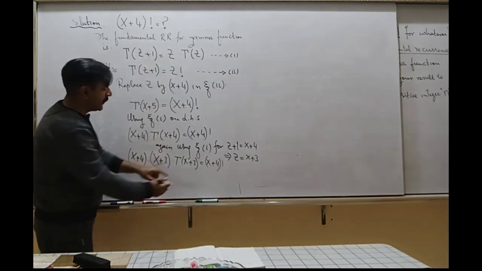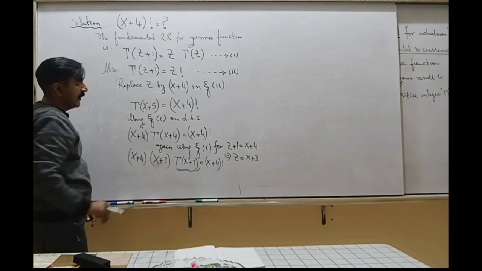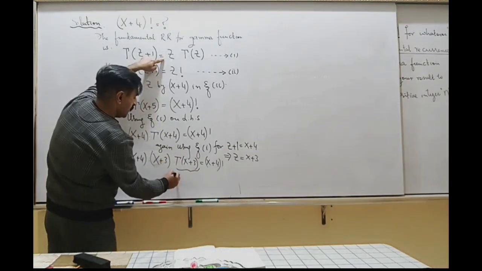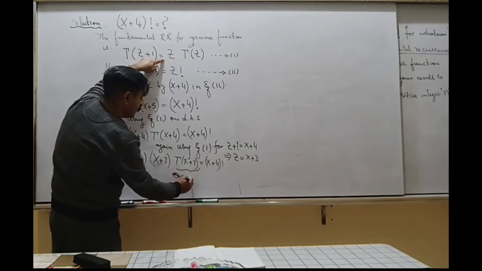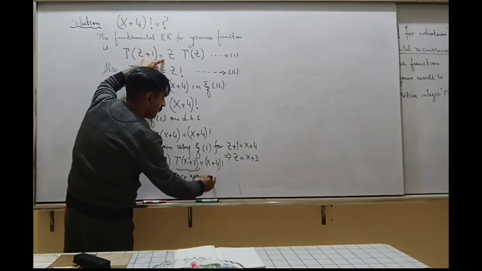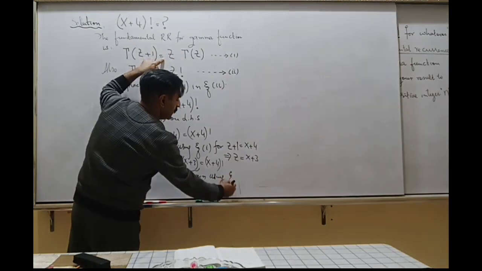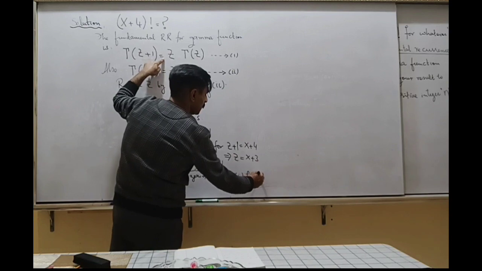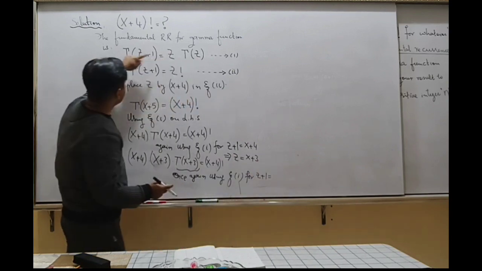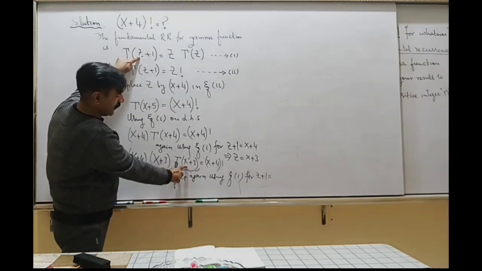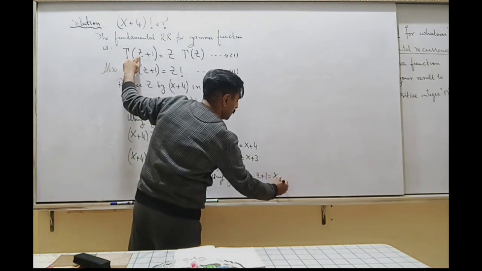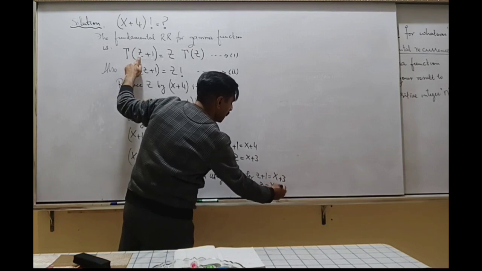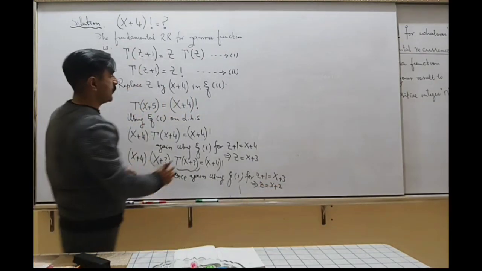Now you have gamma x plus 3, and again use the relation over here. Once again using equation number 1, for z plus 1 on the left, this z plus 1 is x plus 3, and it means z is to be replaced with x plus 2. So do this.